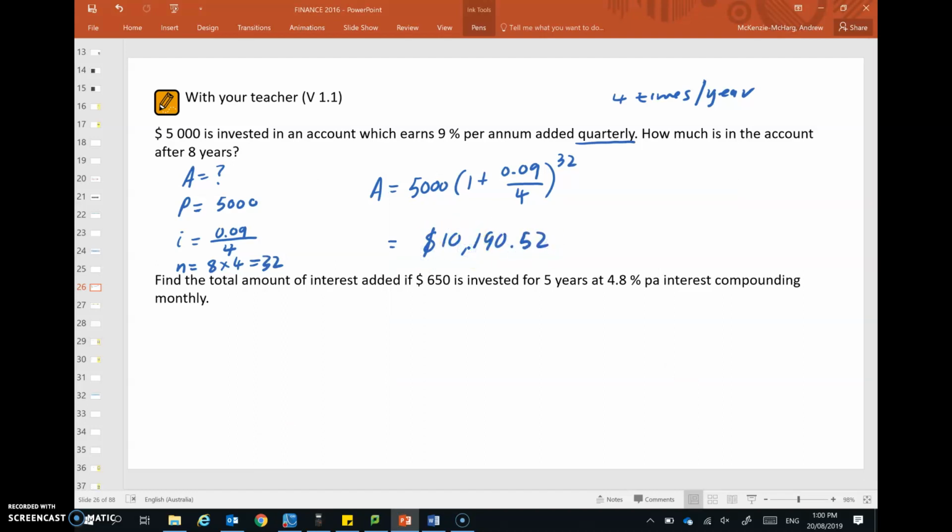Okay, so you notice that it asks how much is in the account. That is the total in the account there. So that's the answer we're looking for. Now the next question is slightly different because it's asking for the amount of interest. So just be careful of that one. If you're going to pause now and try it on your own, take that into account. I'll have a go at it after you have.